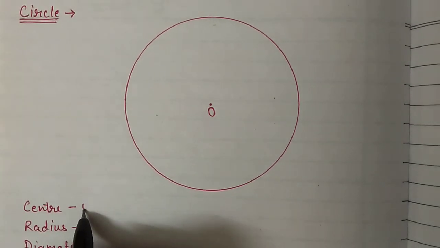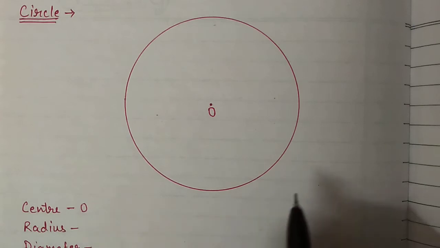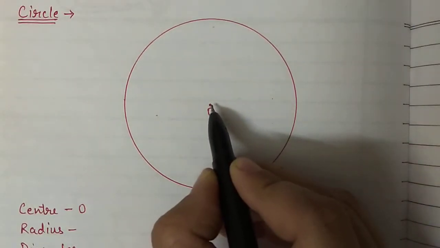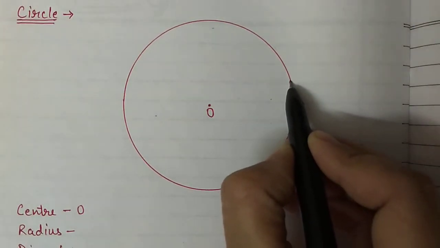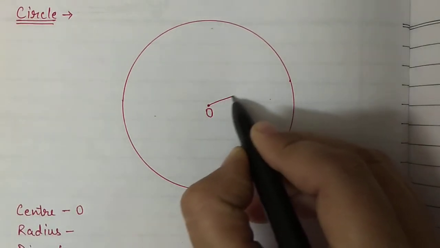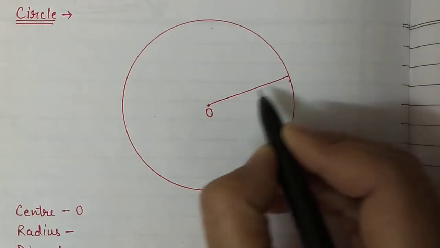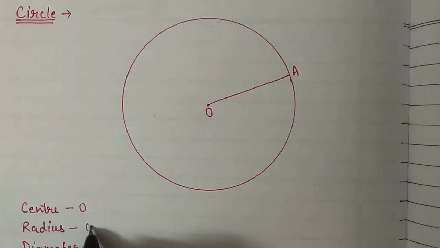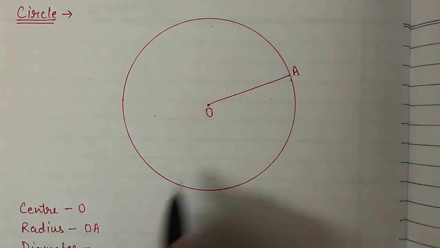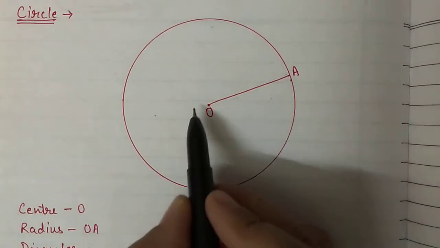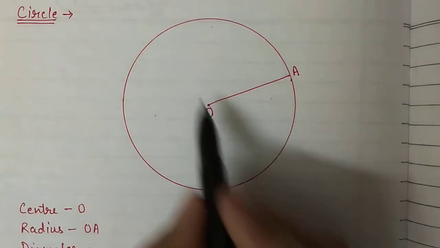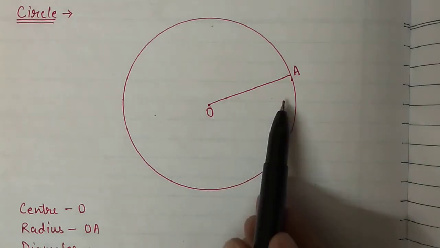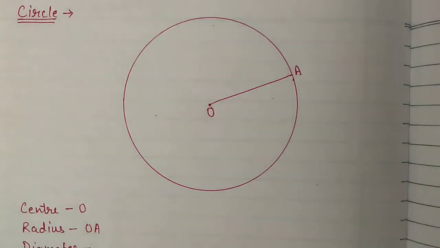The distance from this fixed point, the center, to any point of this circle, this distance we will call the radius OA. So the radius is OA. It will be fixed whether you measure in this direction, or in this direction, or here. The measurement of this radius will come out the same.